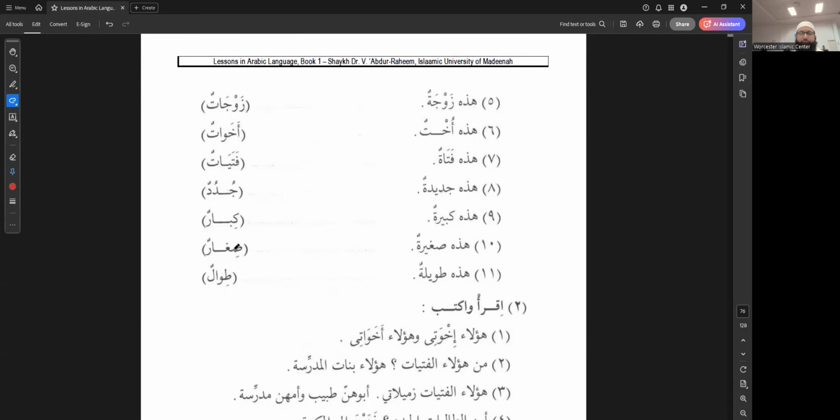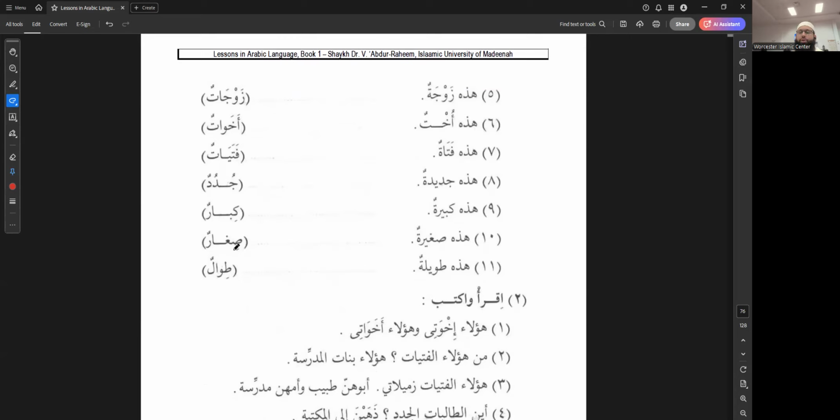Now you have different types. Ukhtun turns into akhawatun. Okay, so this is still a bit different than the original way, but it's still kept in the same form. Now you have fatatun, right? This is the word that we covered before, young girl. And its plural is fatayatun. You add a ya into there. Jadidatun turns into jududun. Okay, when you're talking about something with an aqal, you say jududun.